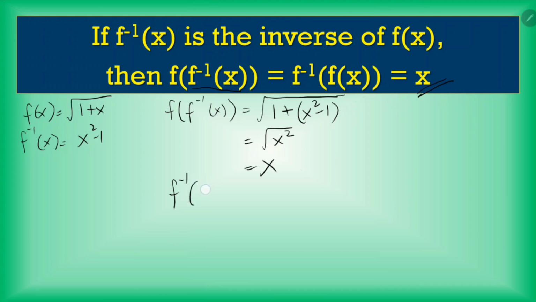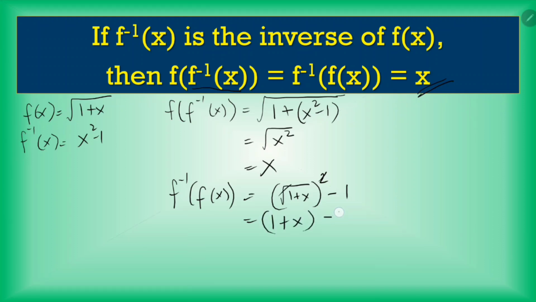Let's check the other one. We put f inside the inverse. So, we have the square root of 1 plus x, squared, minus 1. Since it is squared, it's 1 plus x minus 1. And so, we see that there's a 0, and so it's x. Therefore, the inverse we got earlier, x squared minus 1, is correct.